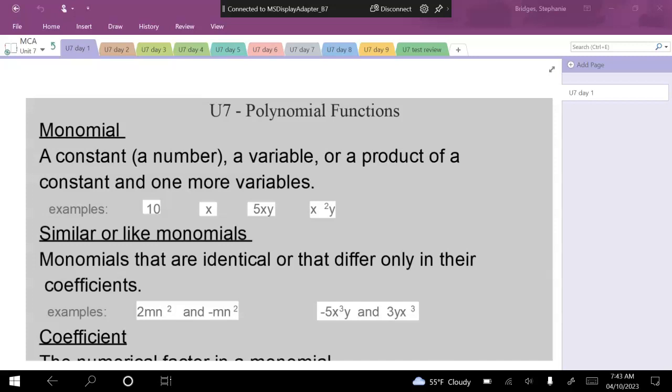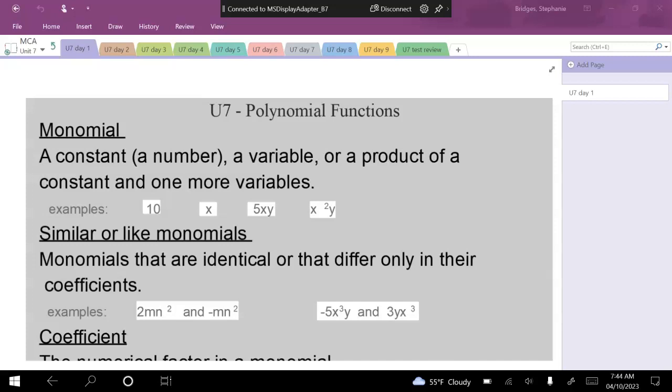You could do x, you could do 5xy, you could do x squared y. We talked about the last unit that each term is separated by plus or minus signs. Similar terms are terms that have exactly the same variables and exactly the same exponents. They just have different coefficients. Those are the numbers in front of them. So they've given a couple of examples there, 2mn squared and a negative nn squared.